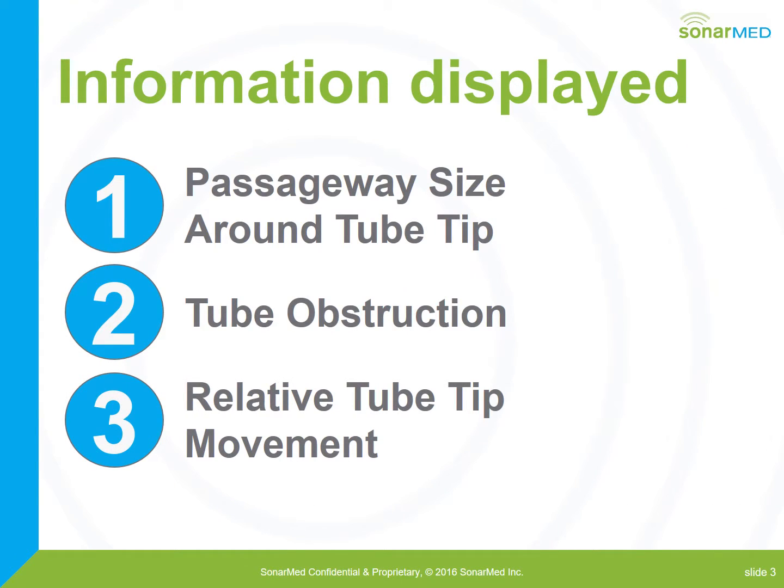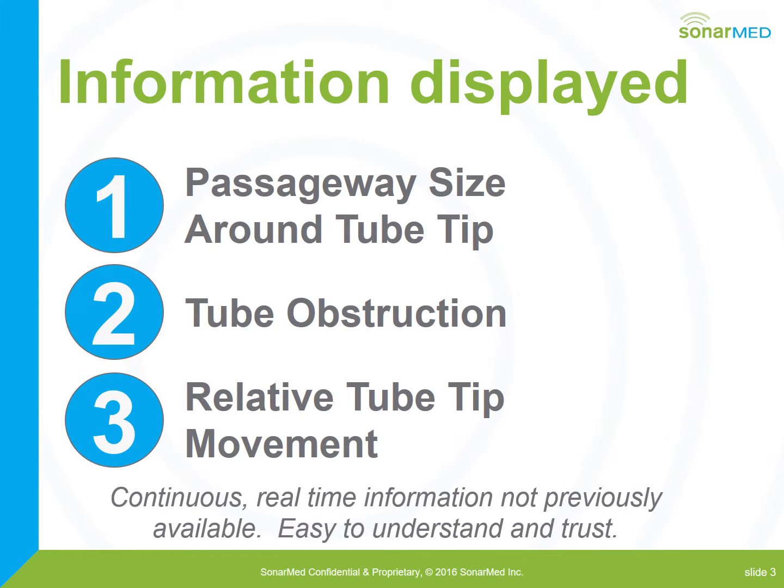In previous modules, we've talked about the three important pieces of information that you have. One is the diameter around the tip of the tube. One is any obstructions in the tube, and then tip movement. So movement of the endotracheal tube at the tip and not at the lip. And again, this is continuous in real time. You'll see it just as it's happening all the time. And it's information that's very easy to read and understand.